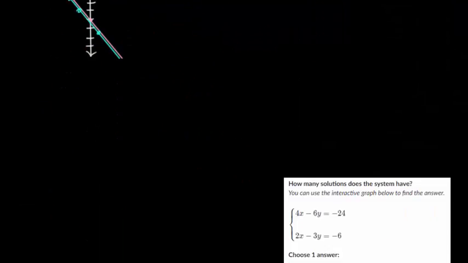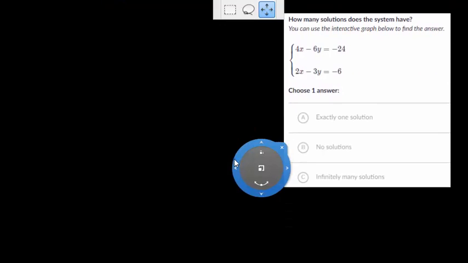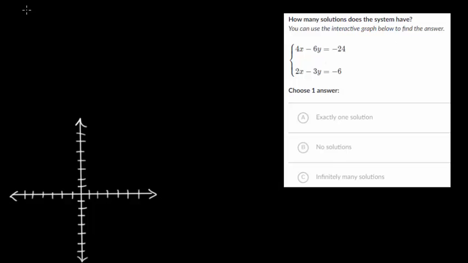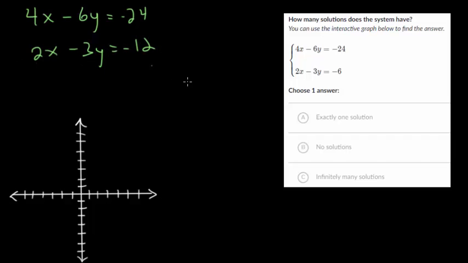So let's do another one. And again, we need our coordinate plane so we can graph these. And let's start with this top equation. We have 4x minus 6y is negative 24. And notice each of these are a multiple of 2. So let's divide everything by 2. And we get 2x minus 3y is negative 12.